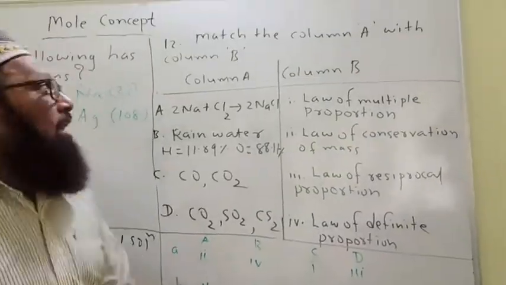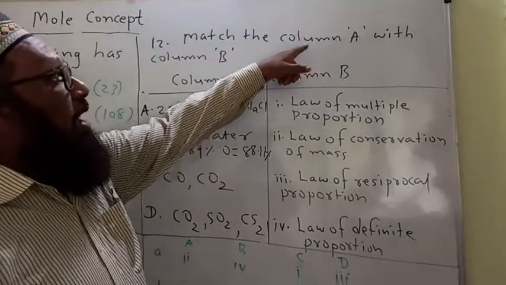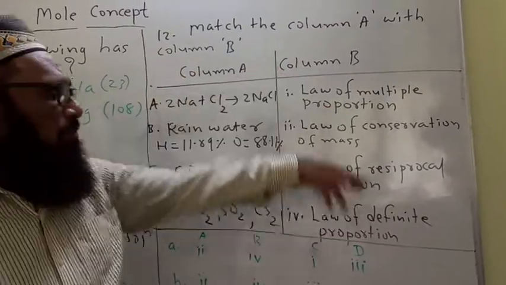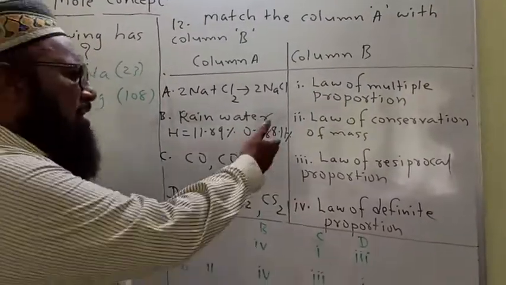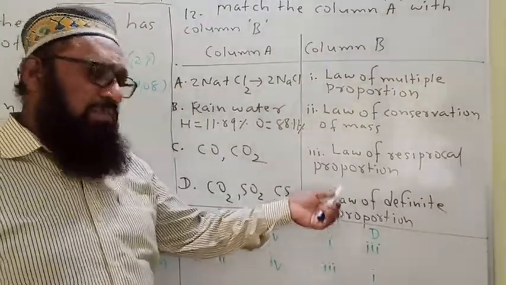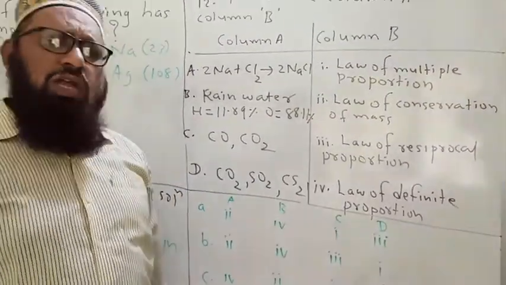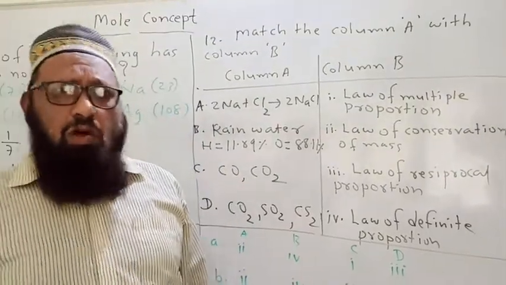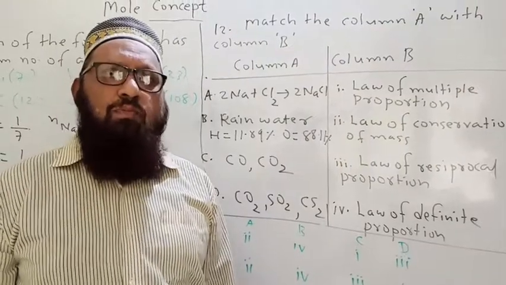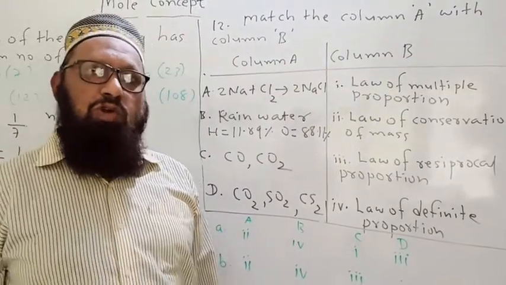Question number 12. Match the column A with column B. Here column A, column B. Now here the matching is of different laws of chemical combination. We know the different laws of chemical combination: law of conservation of mass, law of definite proportion, law of multiple proportion, law of reciprocal proportion.